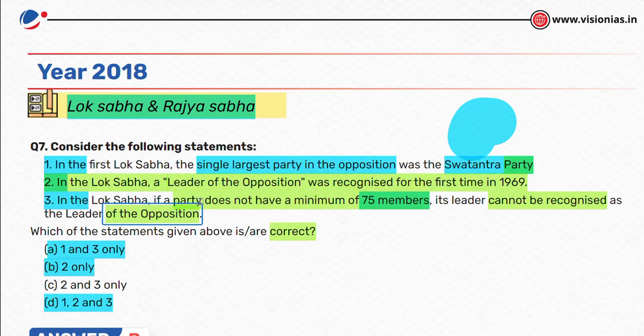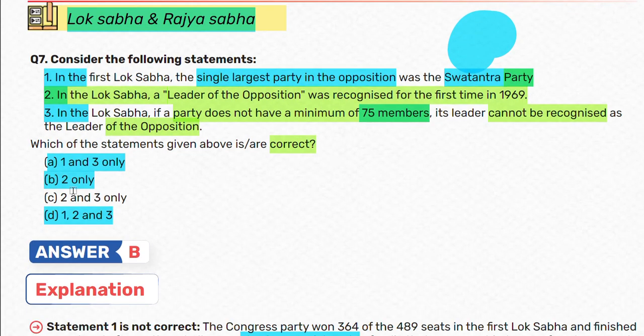Statement number three is saying that a minimum of 75 members are needed if any party has to seek the recognition of its leader as the leader of opposition. You have 550 members, so you need to have only 10%. So around 52 seats, you need 51 or 52, not 75. So this is incorrect. So 3 has gone. So B will be the correct answer.